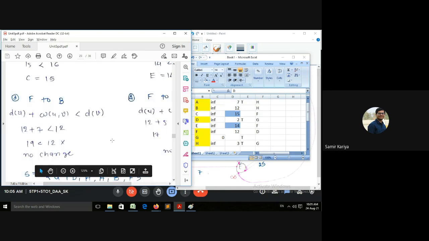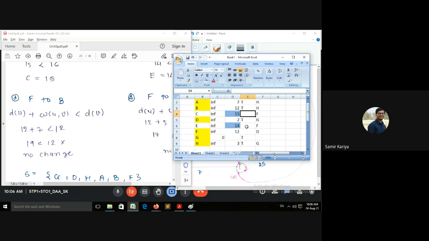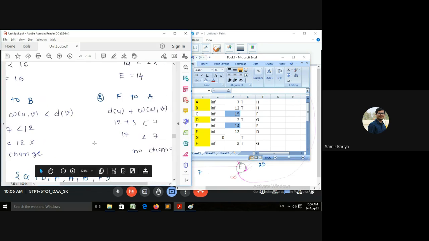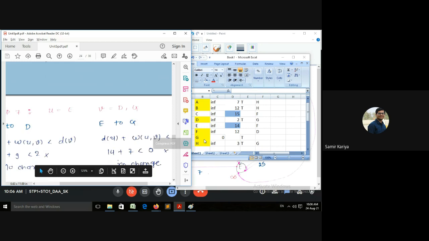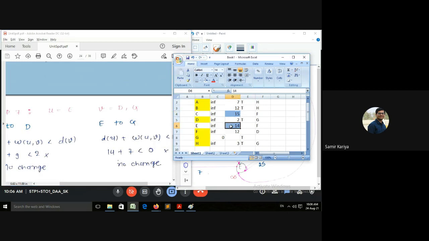F to B. See, B is already selected here, so no need to update. Obviously, it will just give the answer no change, or it will give a greater answer compared to the existing distance because it's already selected as a minimum. Similarly, F to A is already selected. So now only two options, C and E, and out of these the minimum is E. So let's select this one. Done.